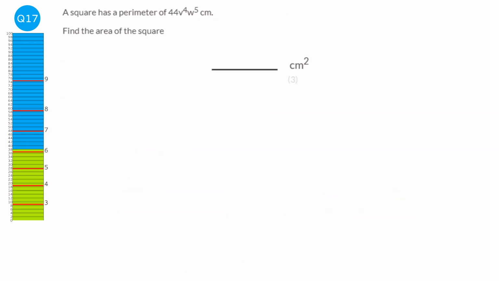So we need to first of all work out what the length of the side of the square is. And to do that, we get the 44v to the power 4 w to the power 5, and we just divide it by 4. All we need to do is just divide the coefficient by 4. So it'd be 11v to the power 4 w to the power 5.